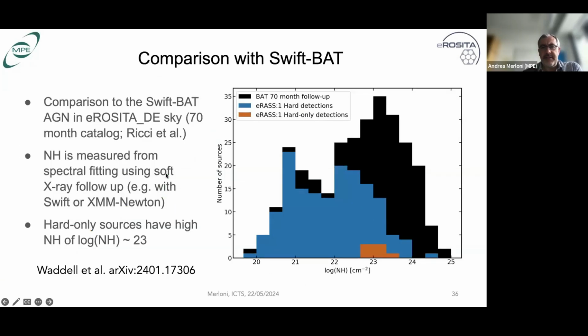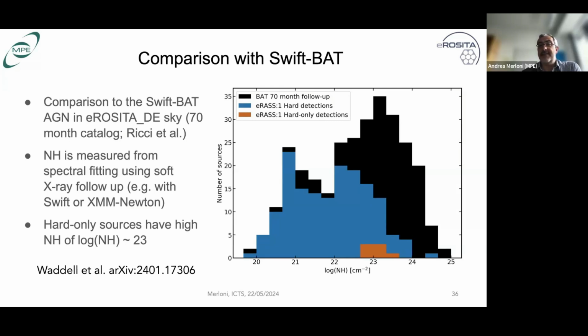And the important thing is to understand up to which obscuration eROSITA starts being incomplete. So we compare this hard X-ray selected eROSITA sample with the SWIFT-BAT AGN sample as a function of the obscuring column density. The black histogram is the SWIFT-BAT, and the blue is the eROSITA hard. And so you see that up to about 10 to the 22 centimeter to the -2 in column, eROSITA detects a very large fraction of the SWIFT-BAT sources, which are detected at much harder energies, and so are less affected by obscuration. But above 10 to the 22, our completeness drops significantly.